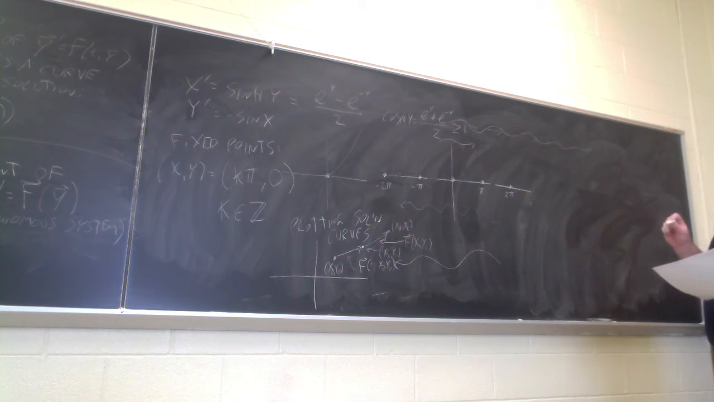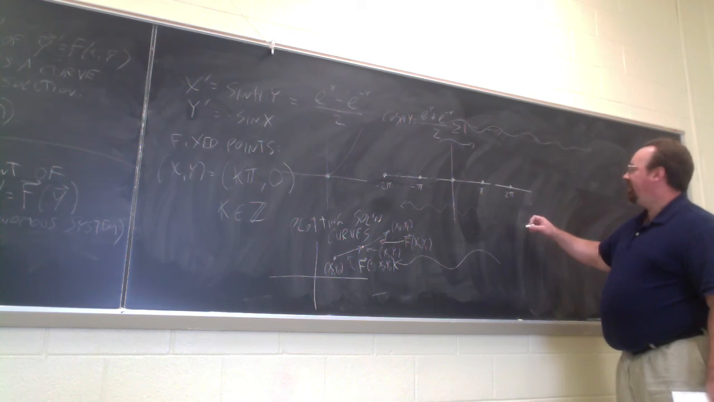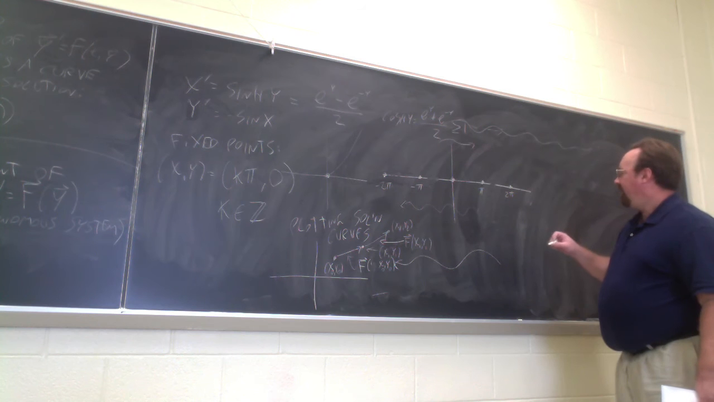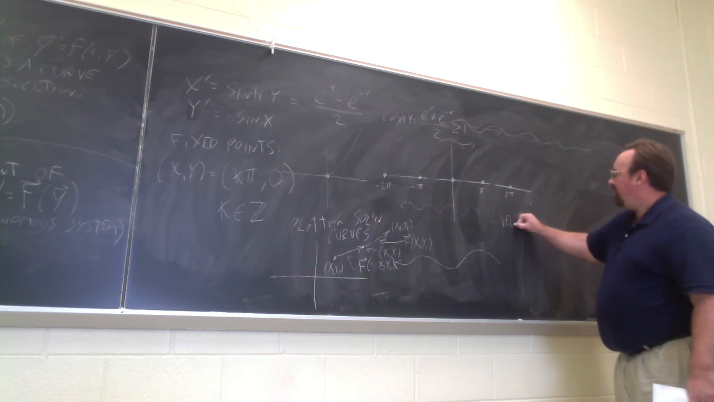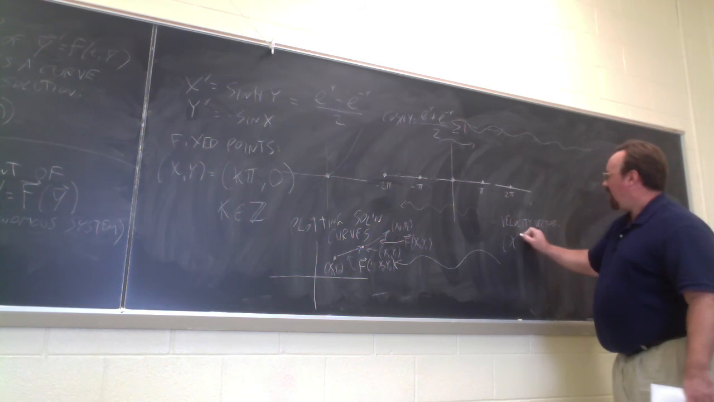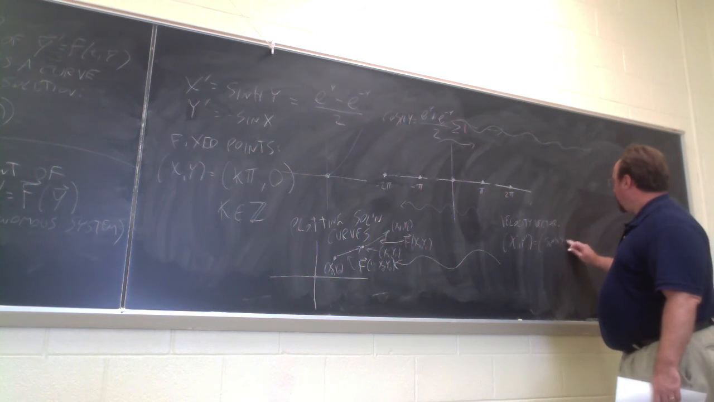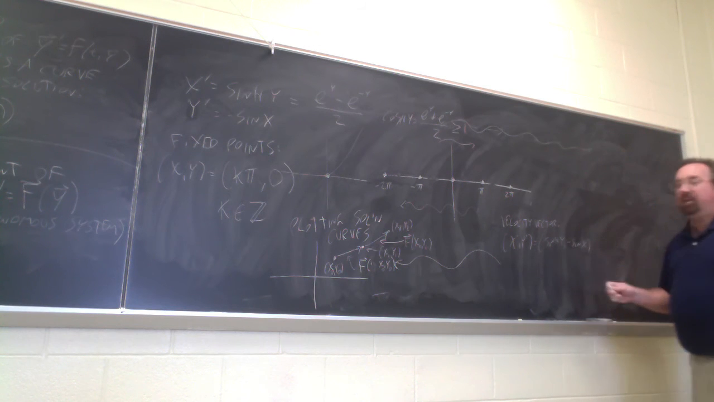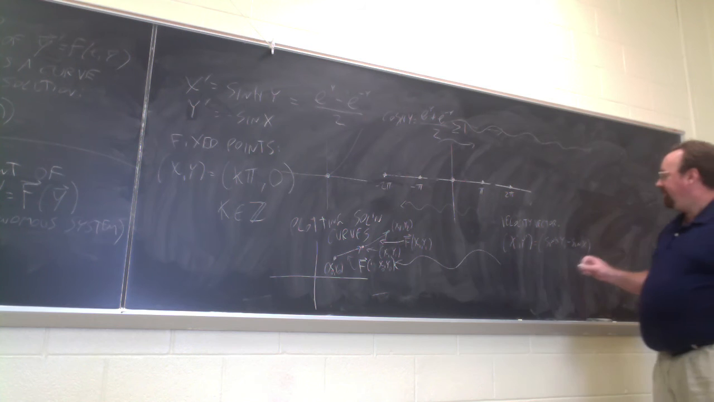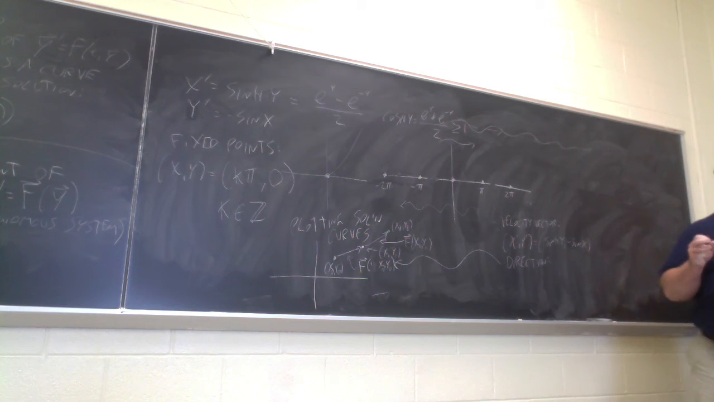Now, there's one trend that we can identify that I haven't really depicted here. If you look at your velocity vector, x prime, y prime, it's going to be sinh y, minus sine x. But now, let's focus on a direction. If I want the direction of a vector, I only care about the direction, not the magnitude. What do I do? How do I get the direction of a vector?